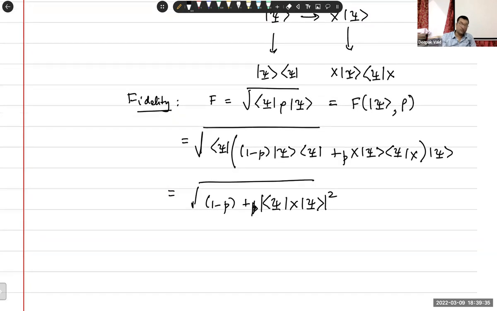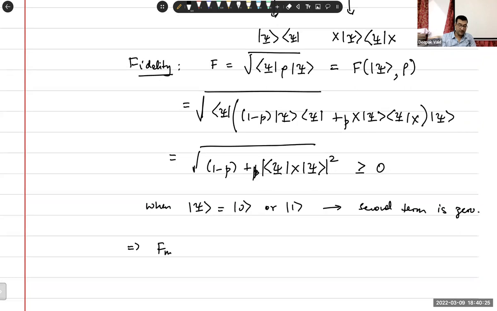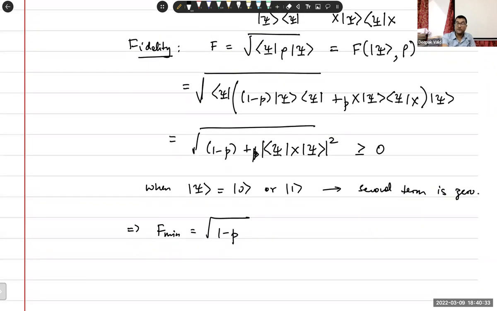Now, both of these terms are positive definite. So this fidelity is always greater than or equal to zero. And the second term is also non-negative. When is the second term zero? When psi is equal to either zero or one, the second term goes to zero. So now the second term is positive definite, which means the minimum value it can have is zero. So the minimum value of the fidelity is what? It's the root of one minus p. This is the minimum value of the fidelity in this particular case.